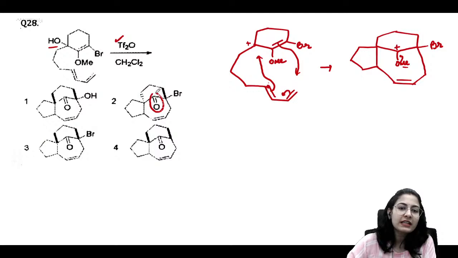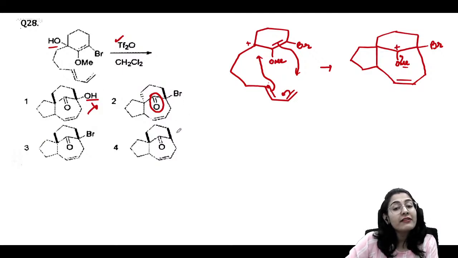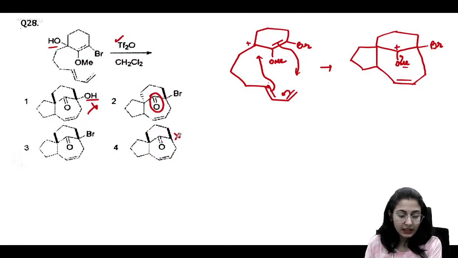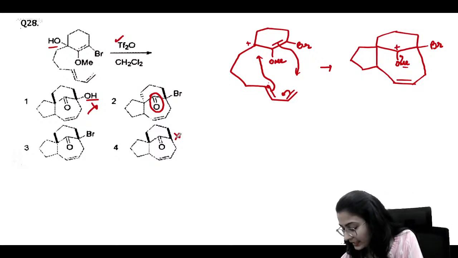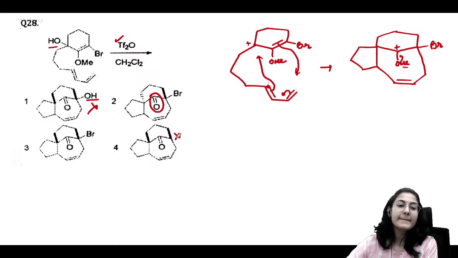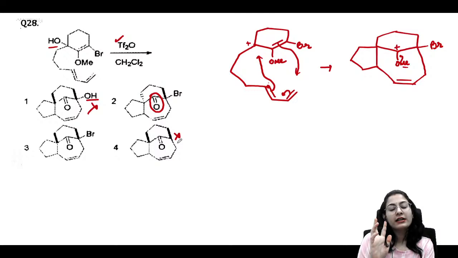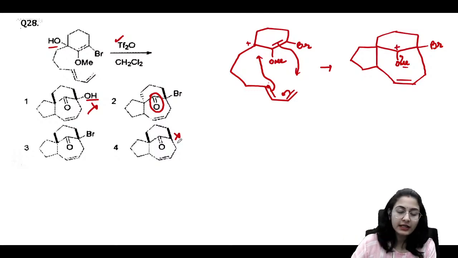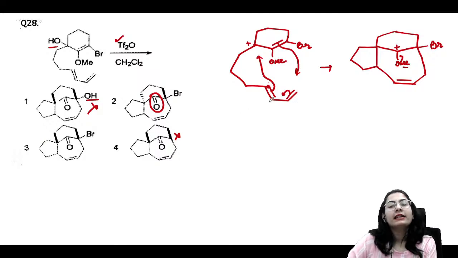Now what about stereo? OH नहीं रहेगा. OH तो पहले भी यहाँ नहीं था, so OH is not going to stay over here and Br will not be lost. So 1 and 4 are absolutely wrong. ठीक है? Yes. 1 and 4 are wrong. अब चलते हैं 2 या 3. Which one is going to be the correct answer? Yes. Now let's look at this. अब stereochemistry पे चलते हैं.